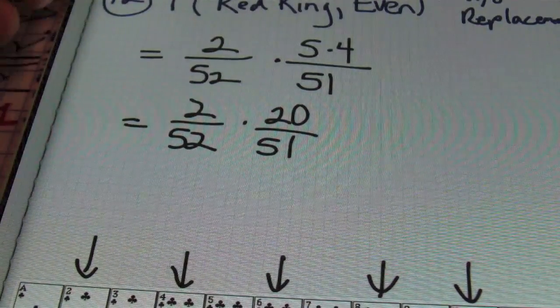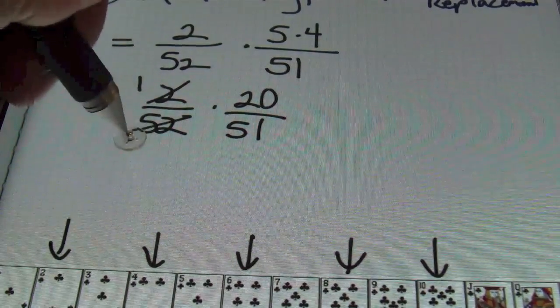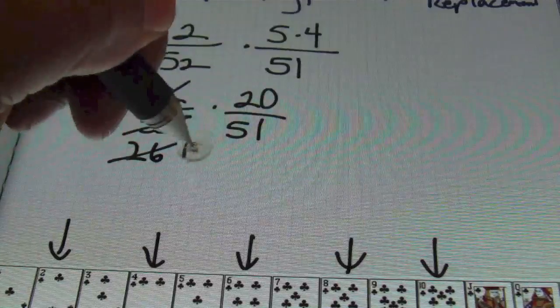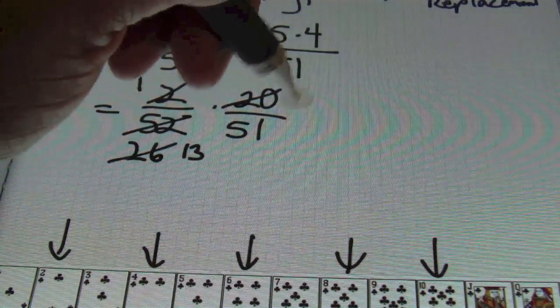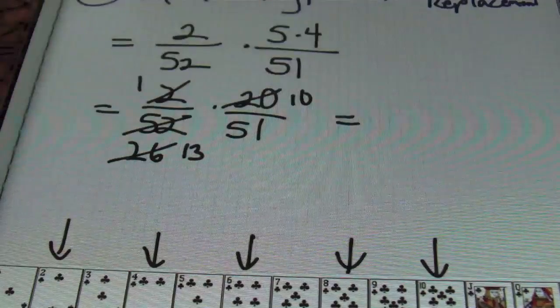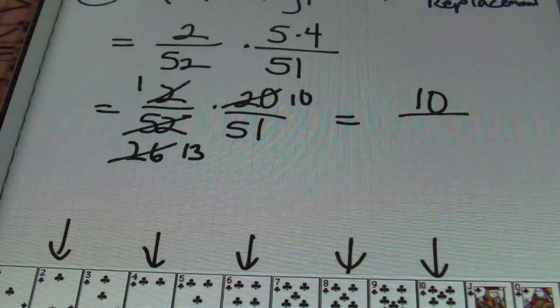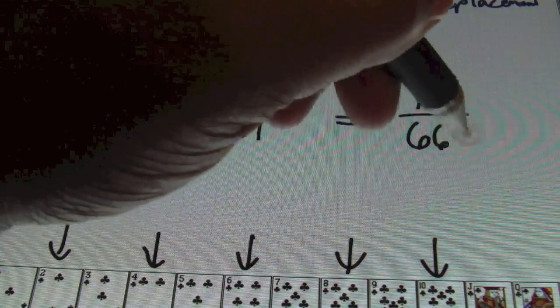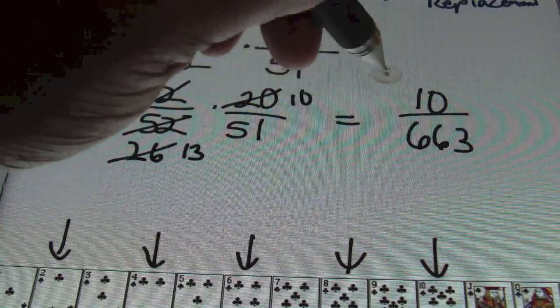Okay, so now simplifying before I multiply, I have 2 goes into itself once. It'll go into 52 26 times. 26 can be divided by 2. That'll leave me with 13. And then that means that 2 goes into 20 10 times. So I'll multiply straight across. And 1 times 10 is 10. And 13 times 51 is going to be 663. All right, and that's it. That's the probability, ladies and gentlemen.